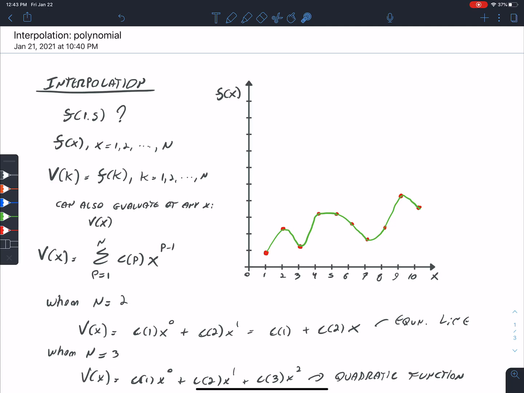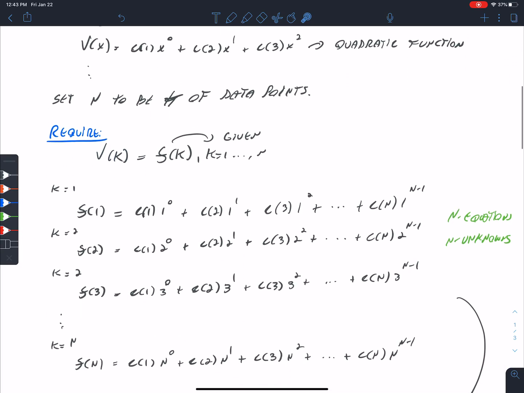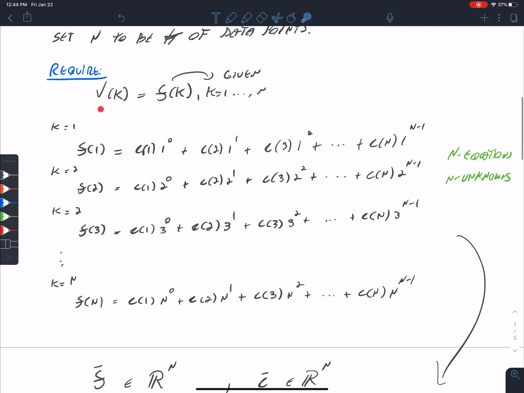So long story short, we take this as our model and rewrite the requirement that the model should be equal to the given data at the samples where the data is given. So for sample 1, we write out this equation. For sample 2, we write out this equation. Sample 3, and so on. We write out this equation. My apologies, this should have been a 3 here, so let's fix that.